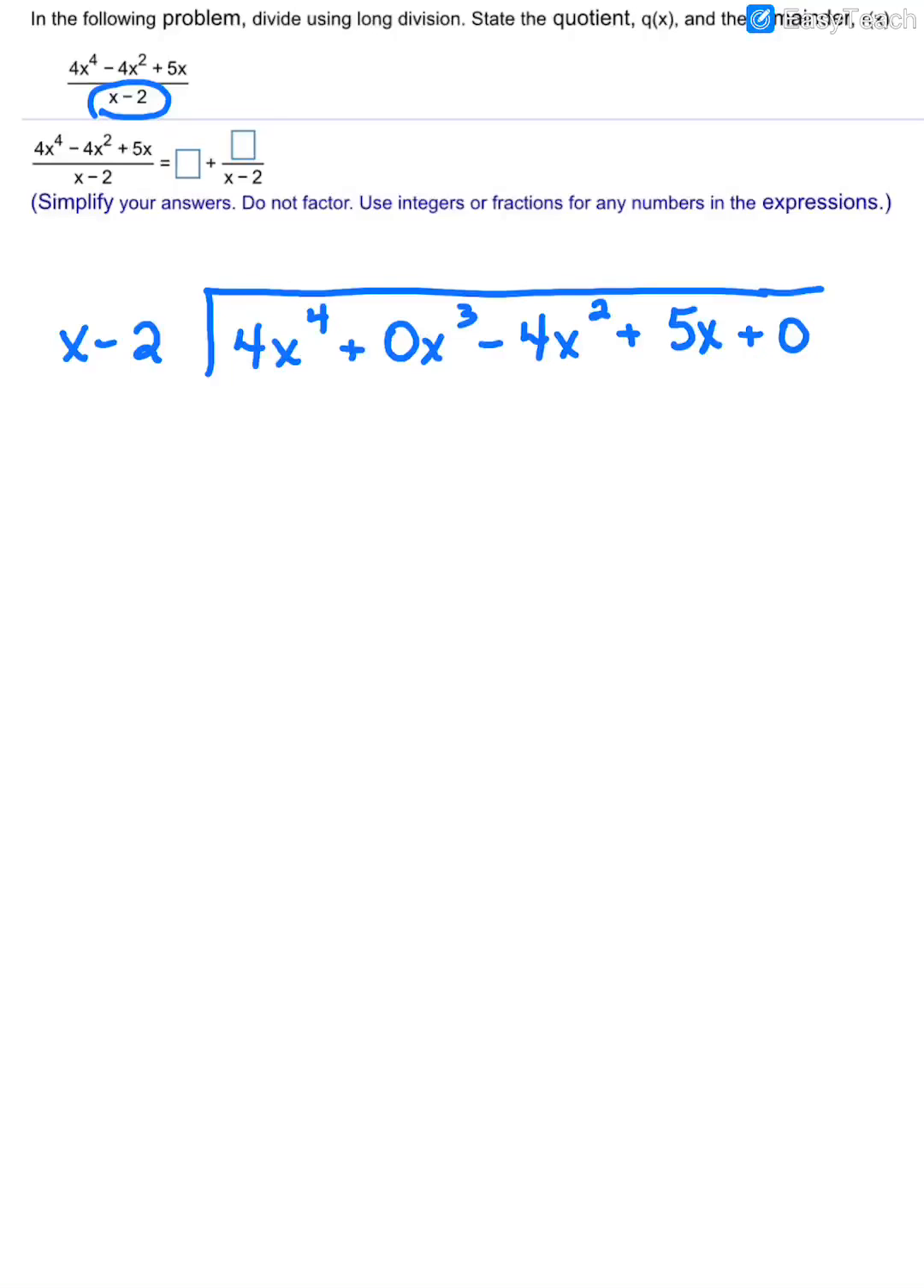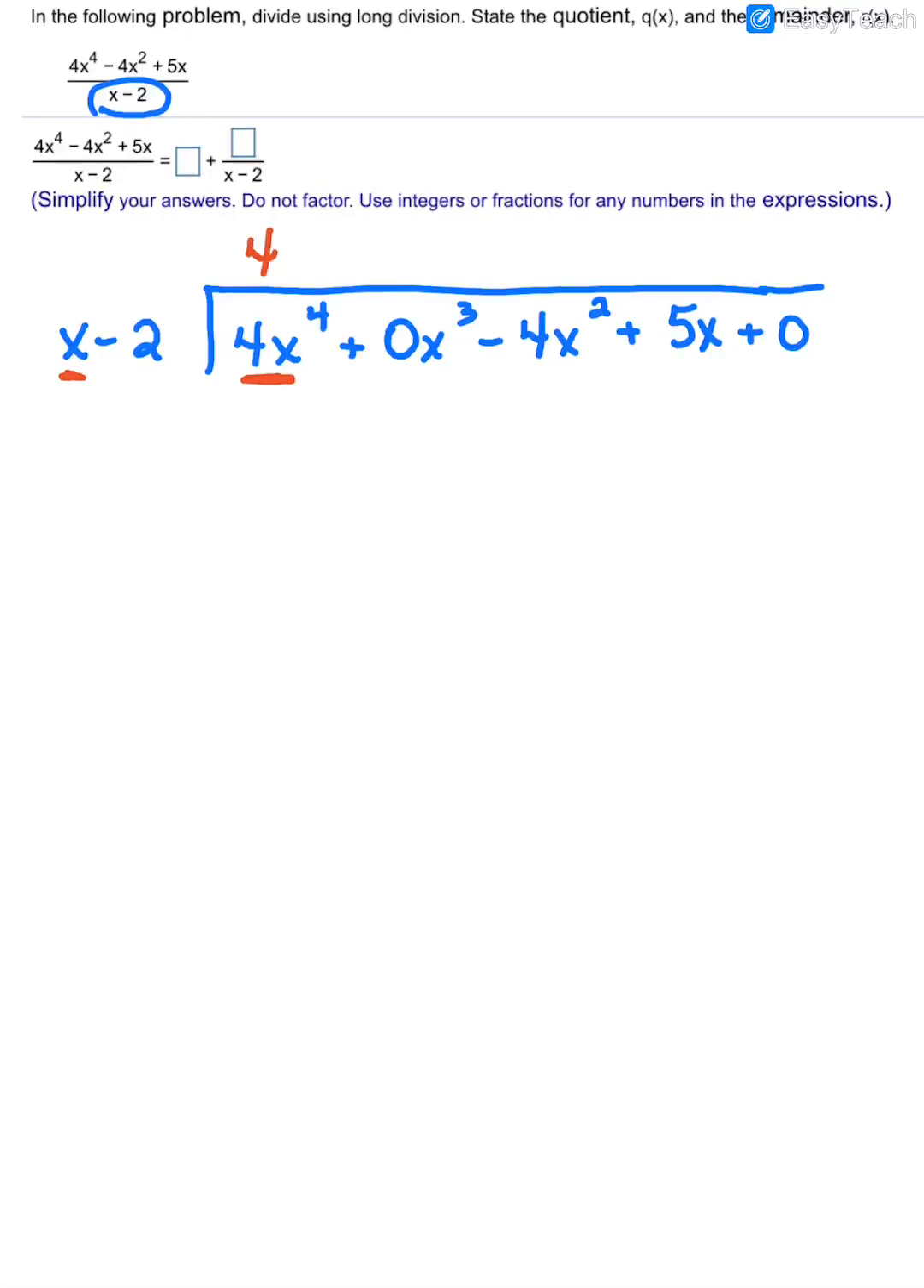Okay, so to start out with, we're only going to look at the leading part of this divisor, and we're going to ask ourselves, what do we have to multiply x by in order to get 4x to the fourth? And so we would need a coefficient of 4, and we would need an x to the third power. So now we're going to multiply that by both terms of the divisor. So x times 4x cubed would give me 4x to the fourth. Negative 2 times 4x cubed would give me minus 8x to the third.